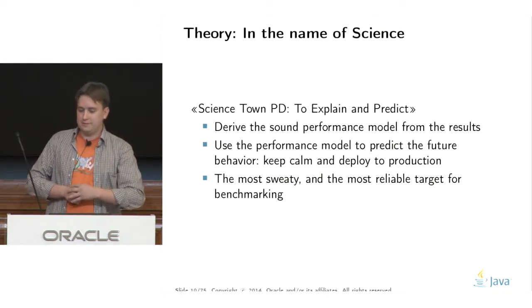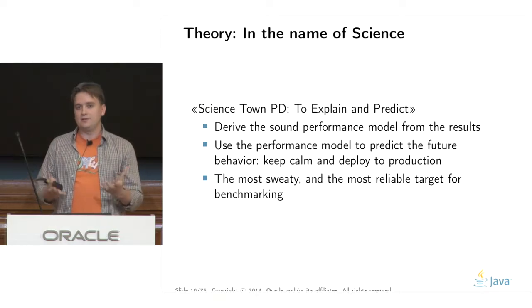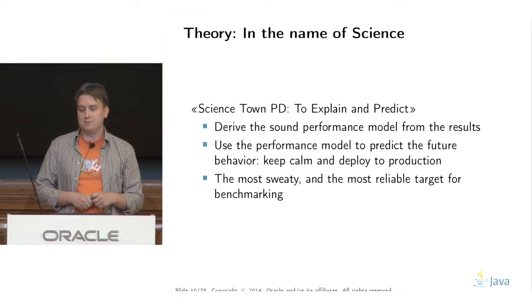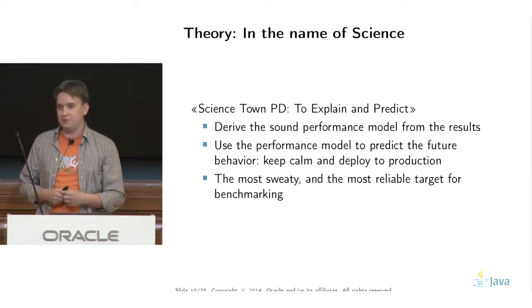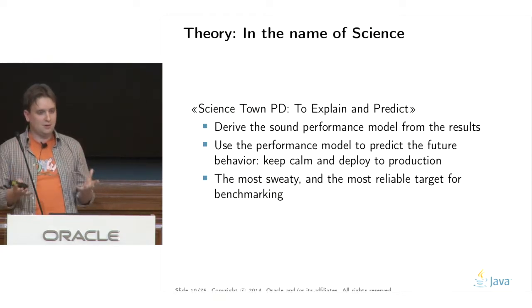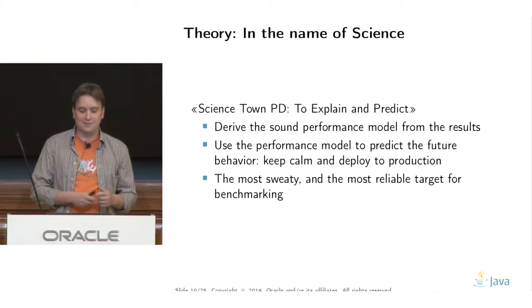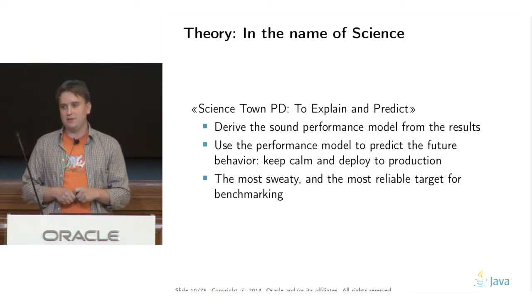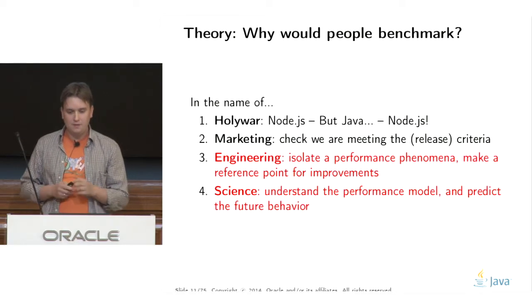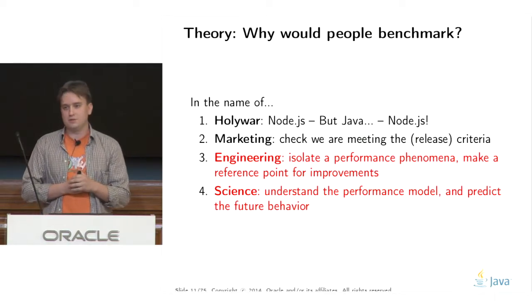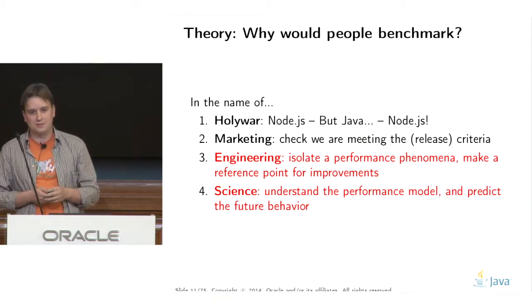And in the name of science, we want to generalize all the performance characteristics that we see and derive the sound performance model of our system, so we can predict how the system will perform in the future. So we can just keep calm and deploy in production then, right? This is the most horribly difficult, but the most reliable target for benchmarking. So in this talk, we will only care about the latter 2 goals. We can talk about the first 2 as well, but those are not interesting for us sane guys.